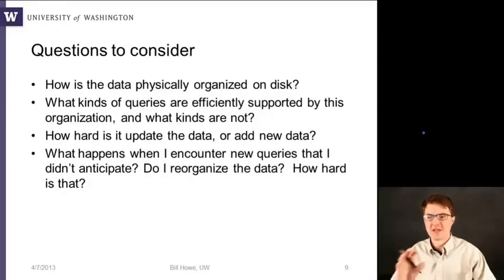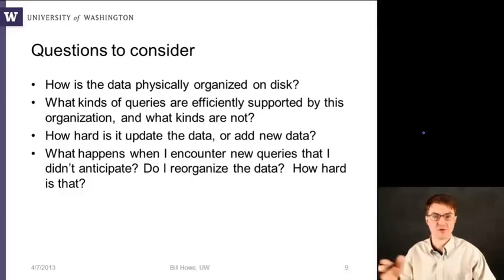All right, and so I think in general, when you're looking at these different systems and thinking about the data storage layer, which is where we're starting here in this course about data science, the question is how is the data physically organized on disk? What kinds of queries, what kinds of operations are going to be efficiently supported by some particular organization, and what kinds are not? So one immediate question, and this third bullet leads to it: is it hard to update the data or add new data?